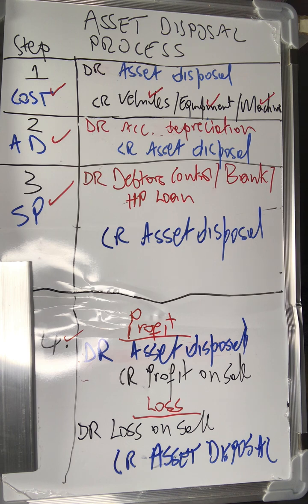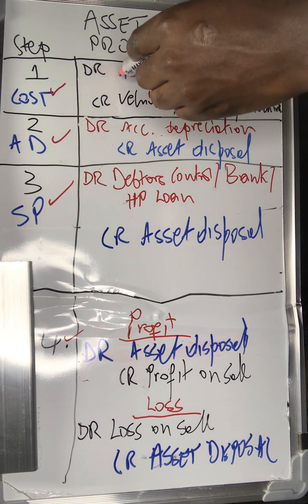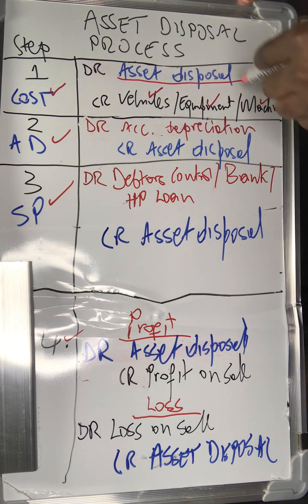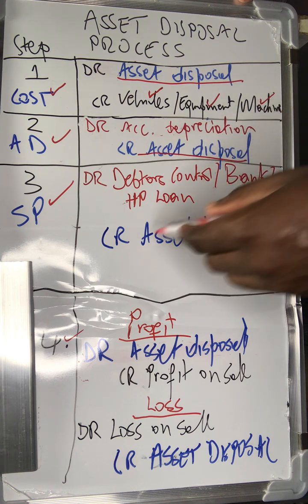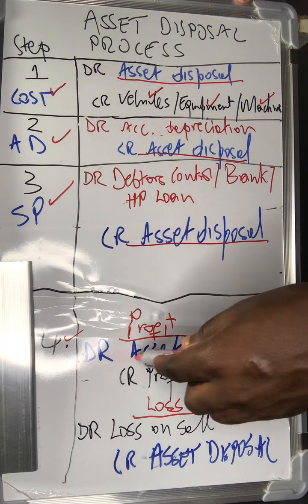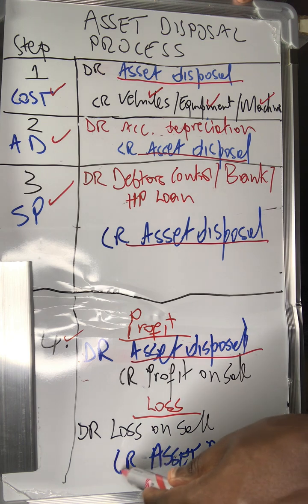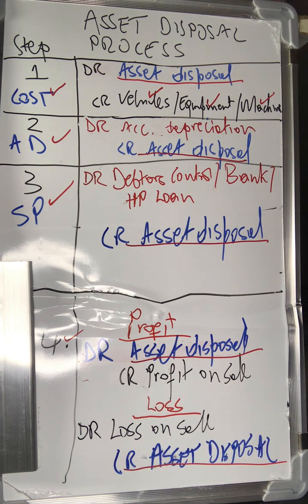I want you to look at the common trend that I'm pointing out for you here. The trend is this account that's written in blue: asset disposal, asset disposal, asset disposal. So whatever you are doing, you are going to double it with asset disposal. Your contra account for each and every step is going to be asset disposal.